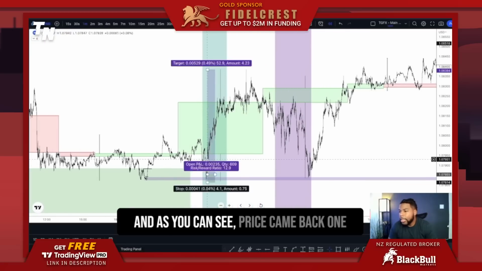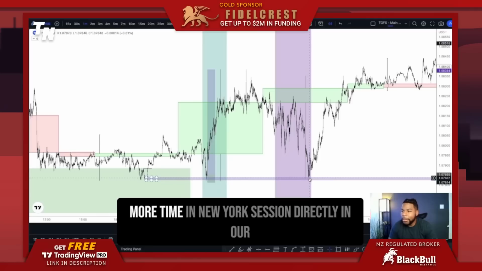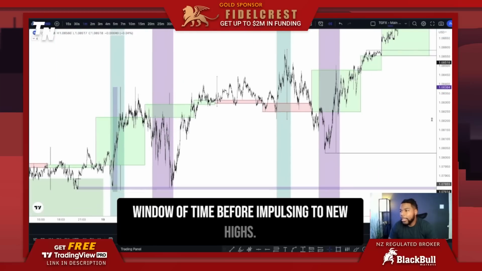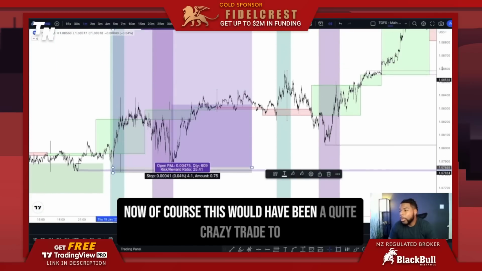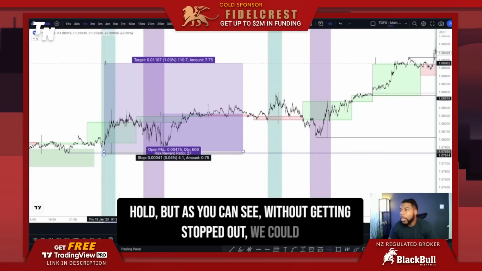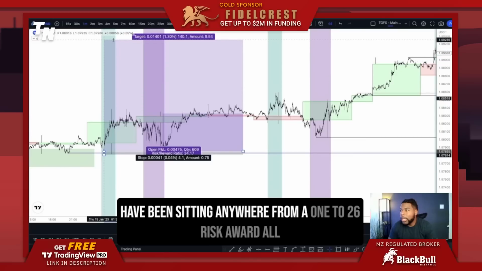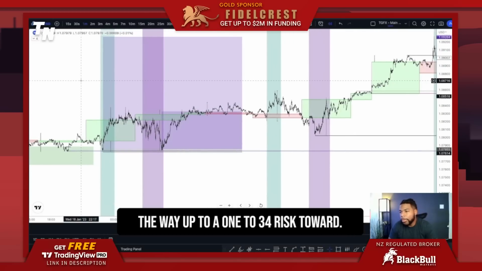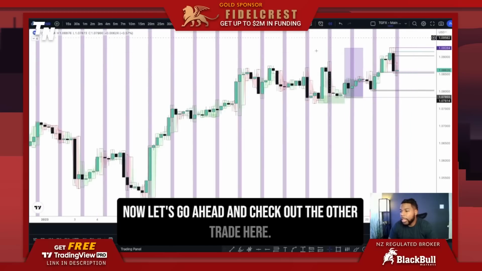And as you can see, price came back one more time in New York session directly in our window of time before impulsing to new highs. Now, of course, this would have been a quite crazy trade to hold, but as you can see, without getting stopped out, we could have been sitting anywhere from a 1 to 26 risk to reward all the way up to a 1 to 34 risk to reward. Now let's go ahead and check out the other trade here.